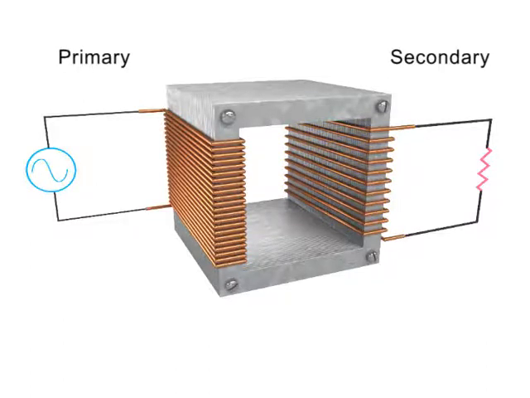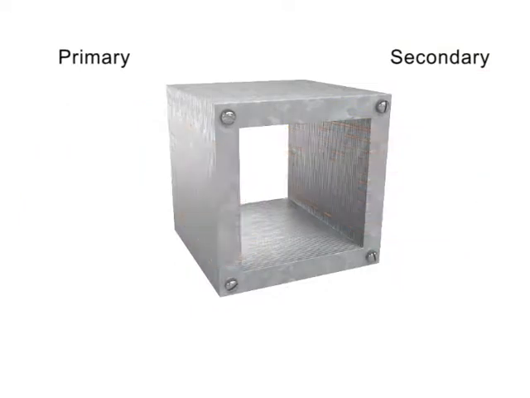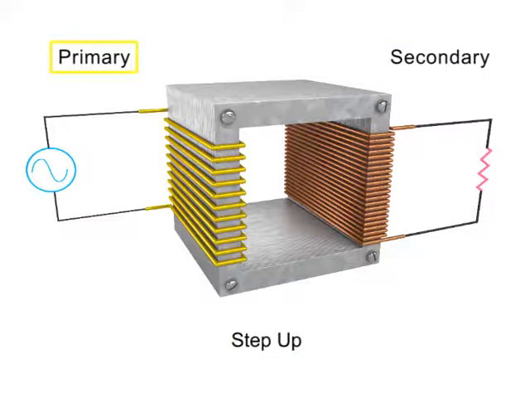This gives a transformer its unique electricity-altering properties. Transformers can either step up or step down a voltage. In a step-down transformer, the number of turns in the primary coil is greater than the number of turns in the secondary coil. In a step-up transformer, the number of turns in the secondary coil is greater than the number of turns in the primary coil.